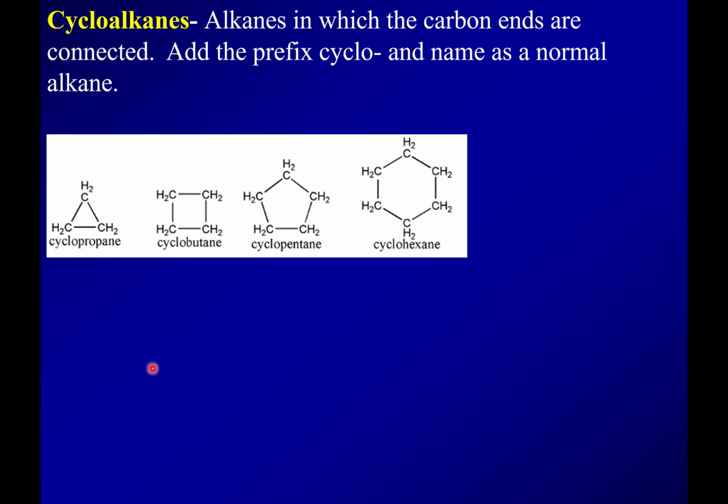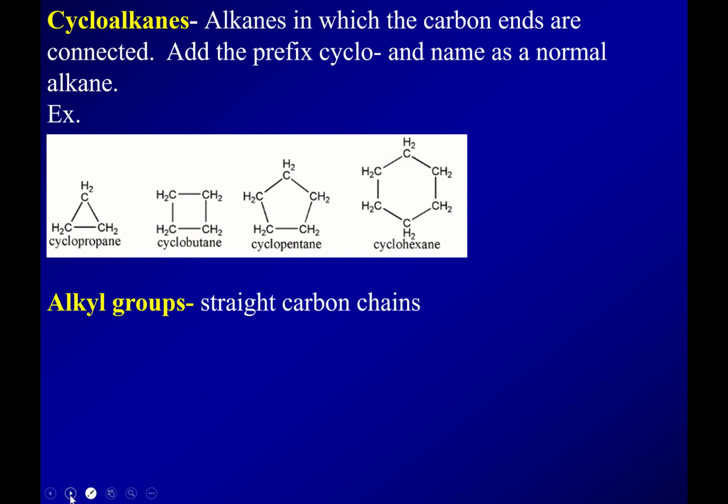There's also something called cycloalkanes. So this one has 3 carbons. So therefore the prefix for 3 is prop. And all 3 carbons are connected. They're not just in a line. We'd say cyclopropane. We have cyclobutane, cyclopentane, cyclohexane.